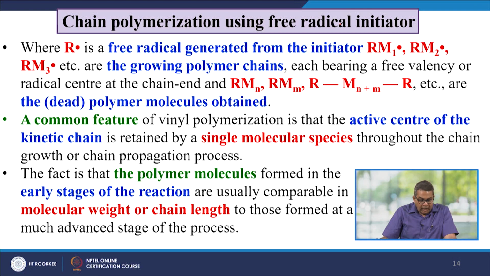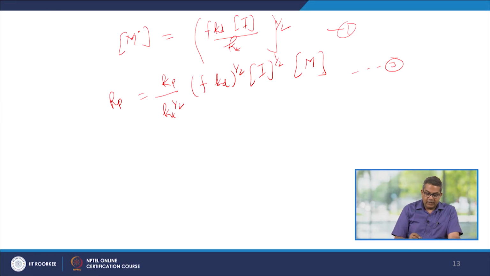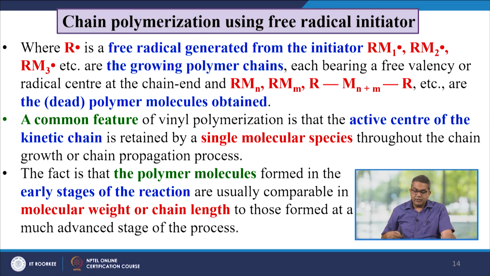Now, this R is the free radical generated from the initiator. RM1 radical or RM2 radical or RM3, etc., are the growing polymer chains, each bearing a free valency of the radical center at the chain end. And RM, RMN, Mn, all these are the dead polymer molecules which are obtained. That means they cannot further grow.